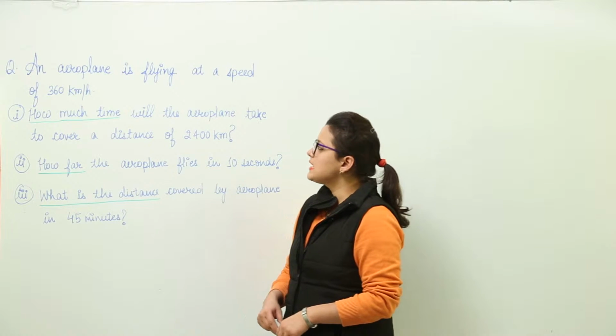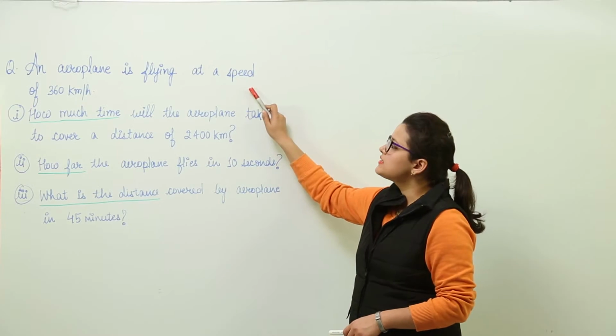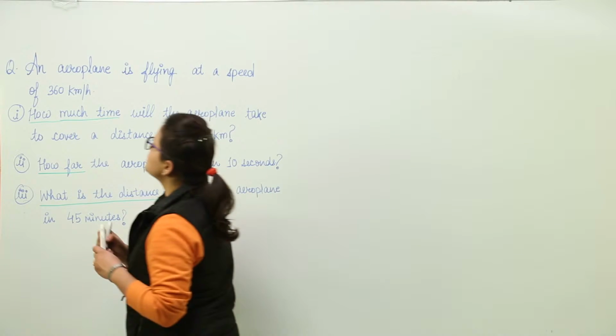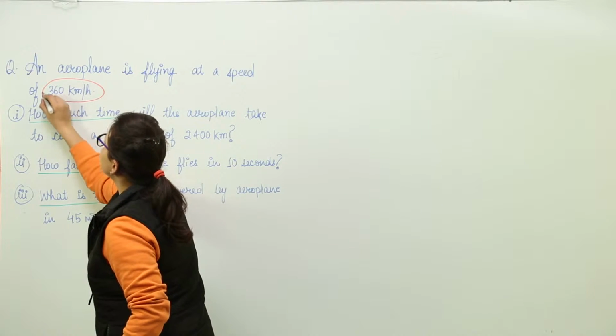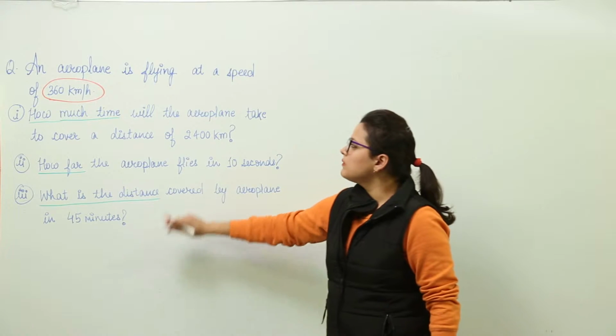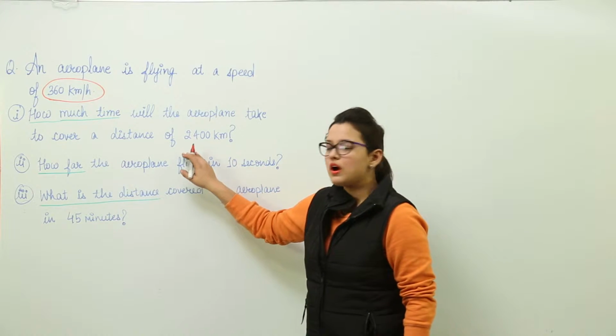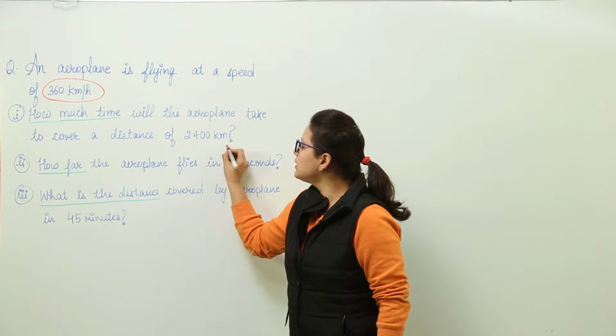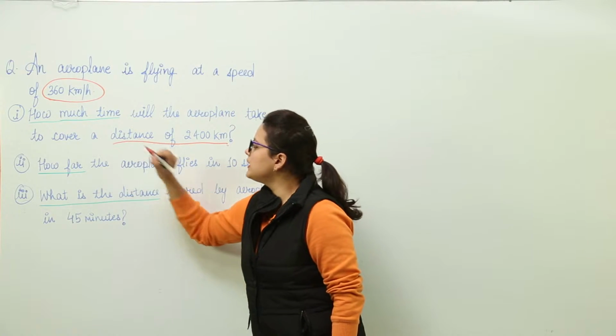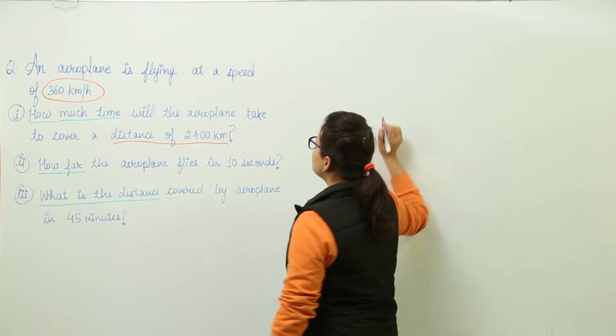The question says an aeroplane is flying at a speed of 360 kilometers per hour. So this is the speed given to us. How much time will the aeroplane take to cover a distance of 240 kilometers? Now let us write the data that has been given to us.